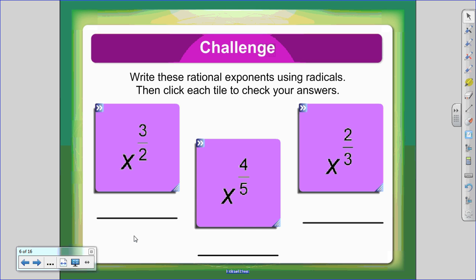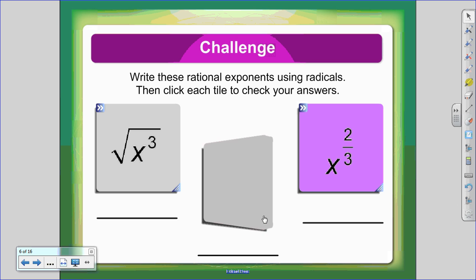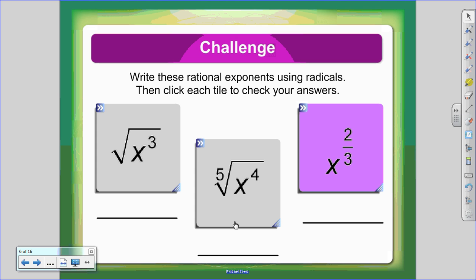Now, you try some of these and see if you can go the other direction with it. So remember, the number on the bottom is actually what's going to go on the outside, and the number on the top goes on the inside. So pause the video and see if you can do these 3. Okay, this one is the square root of x cubed. This one is the 5th root of x to the 4th. And this one is the cube root of x squared.